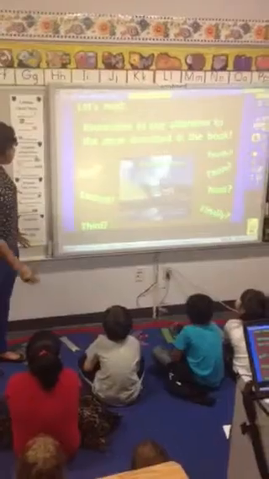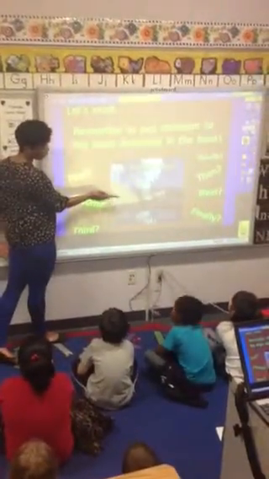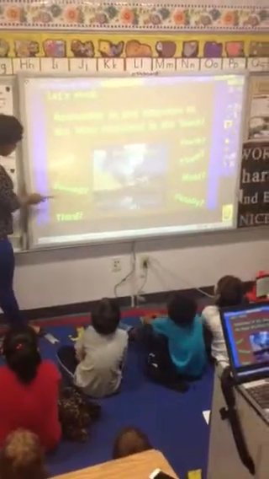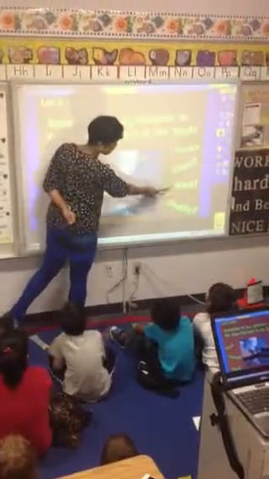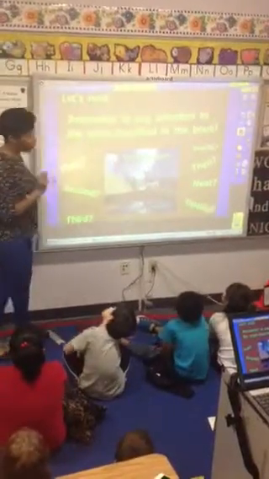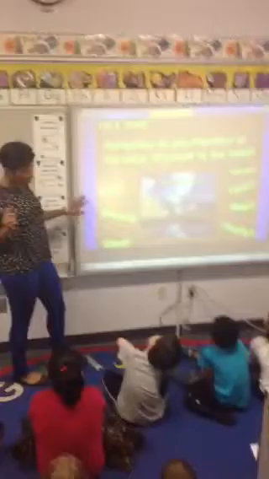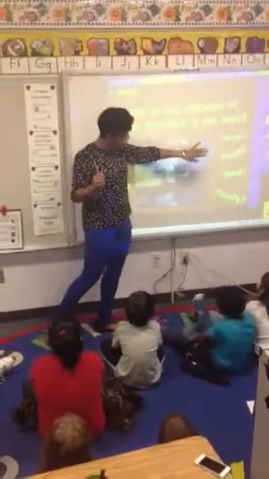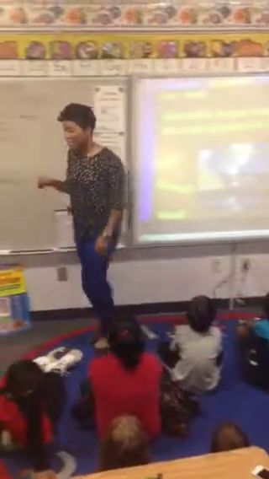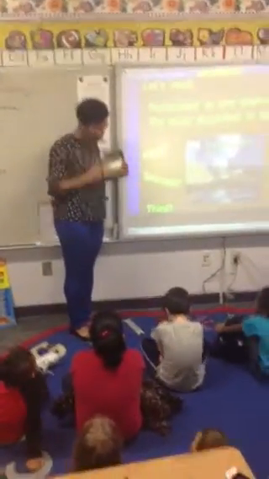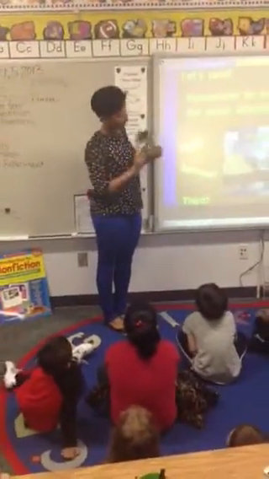So remember to pay attention to the steps described in this book. We're going to read this book, Trees to Paper. And all the important words, first, second, third, fourth, then, next, finally, are going to be found in this book. And it's very important when we do our procedural text. We have to make sure we include first, second, third, fourth, then, next, finally. Okay, so we have a book, Trees to Paper, and it's very important to make sure you listen and look at the pictures because it will help you.